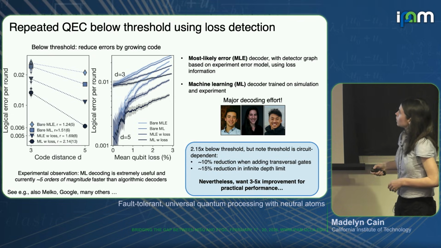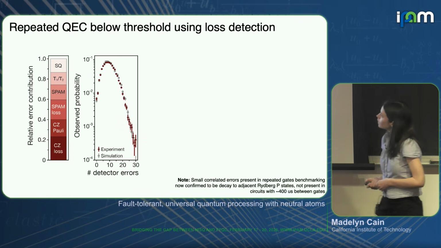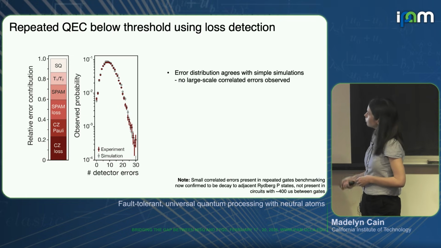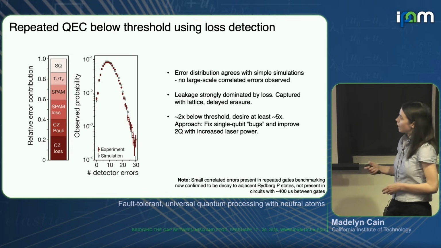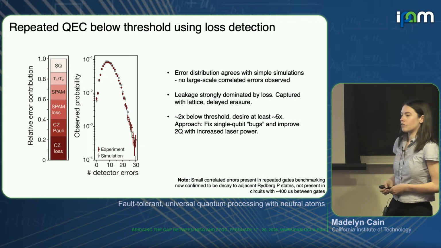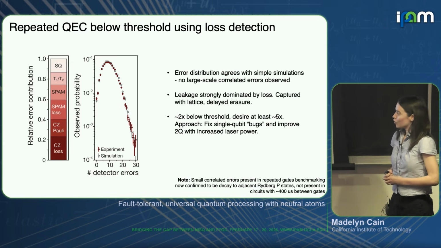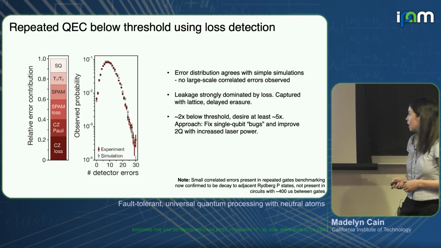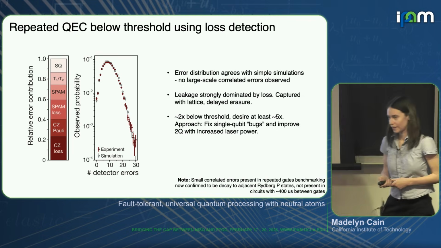What we then want, of course, is to improve this even further. I won't go into the details here, but we carefully benchmarked our error model, and we don't see any large-scale correlated errors. In fact, most of our error budget is roughly due to experimental bugs that have since been improved from this paper. And results that will come out soon show roughly 3 nines in fidelity with the same system, just getting rid of these bugs.